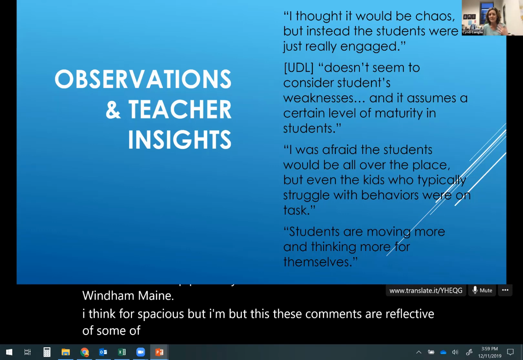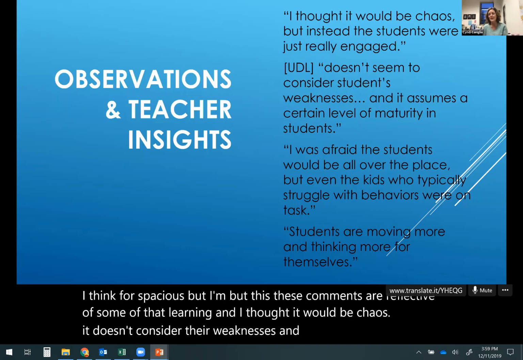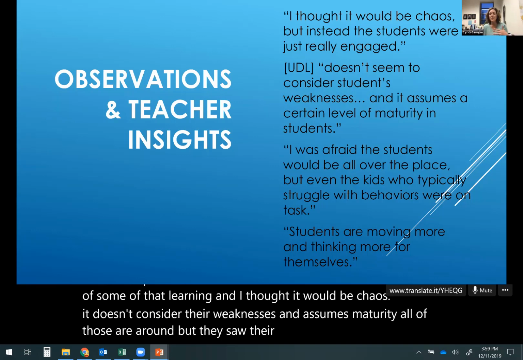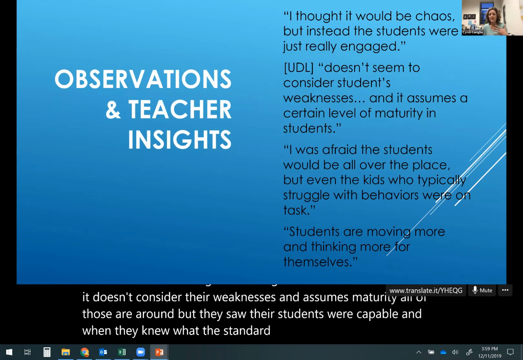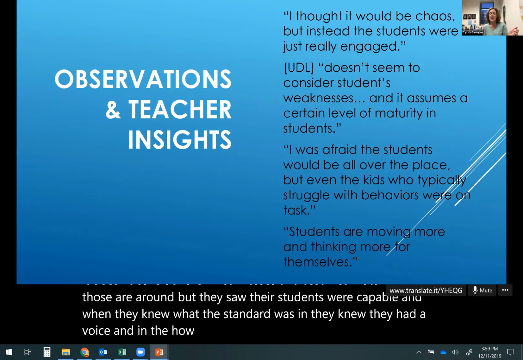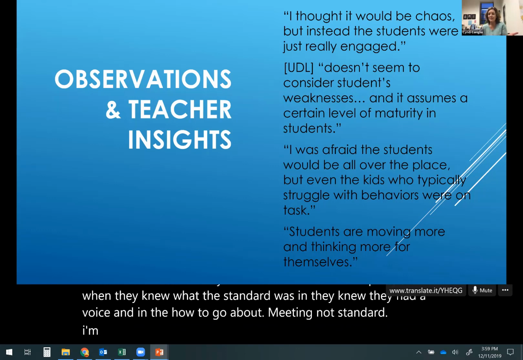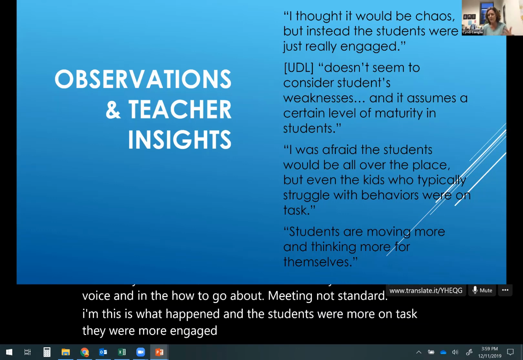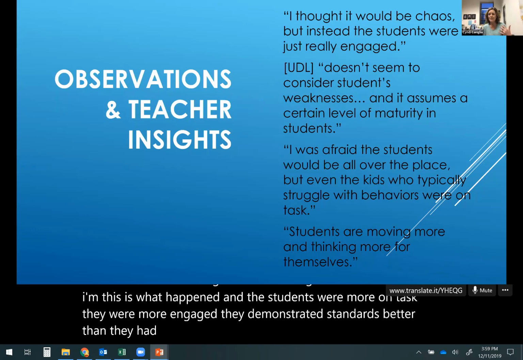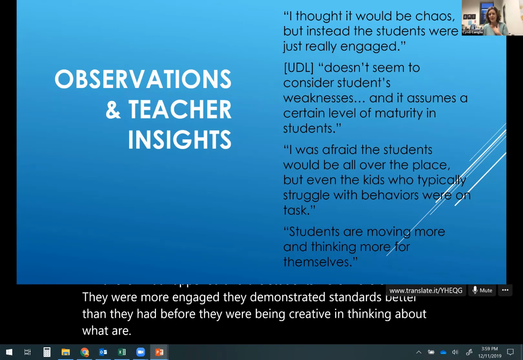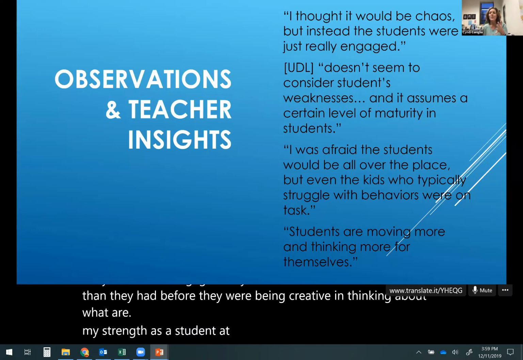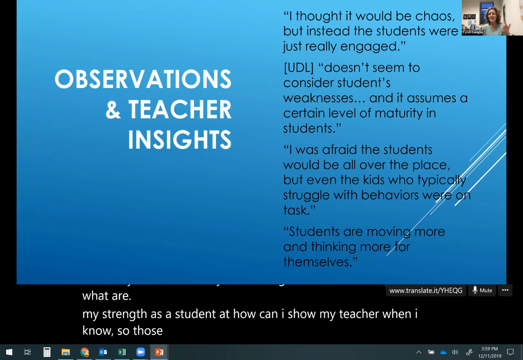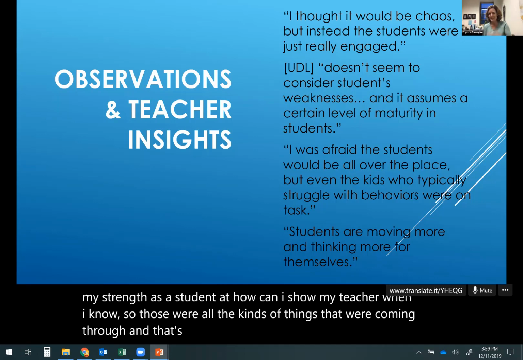I thought it would be chaos. It doesn't consider their weaknesses. It assumes maturity. All of those are around what they saw their students were capable of when they knew what the standard was, and they knew they had a voice in how to go about meeting that standard. This is what happened. The students were more on task. They were more engaged. They demonstrated standards better than they had before. They were being creative and thinking about what are my strengths as a student, and how can I show my teacher what I know. So those were all the kinds of things that were coming through, and that's what's reflected in these comments.